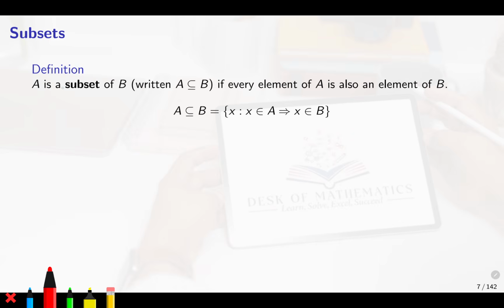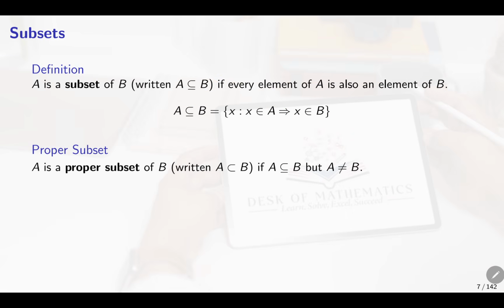Then we have the definition of the subset. If A is a subset of B, we write it in this way. We say that if every element of A is also an element of B, then A is a subset of B. So we say x belongs to A implies that x is again in B. Then we say this is the subset. What is a proper subset? A is said to be a proper subset of the set B if A is a subset of B and A is not equal to B, that means there exists one element in B such that x does not belong to A.